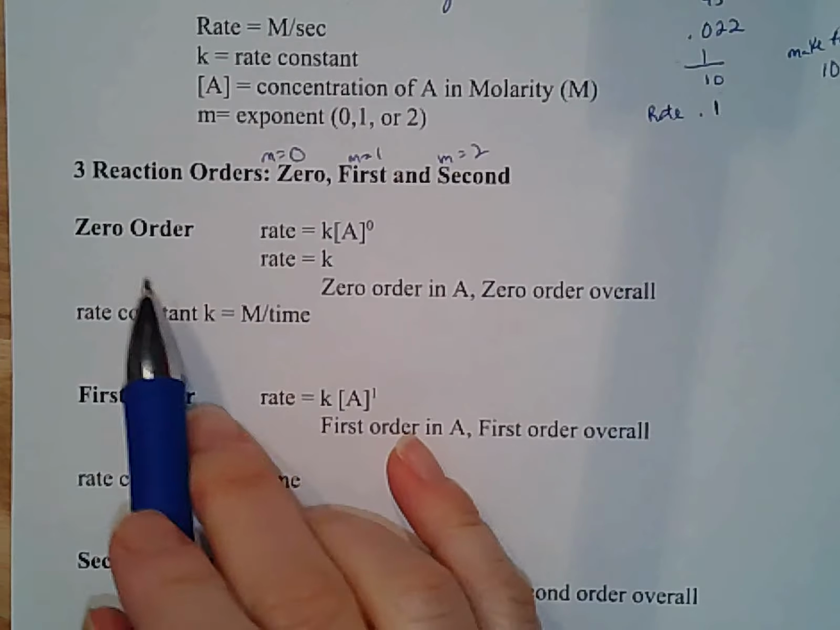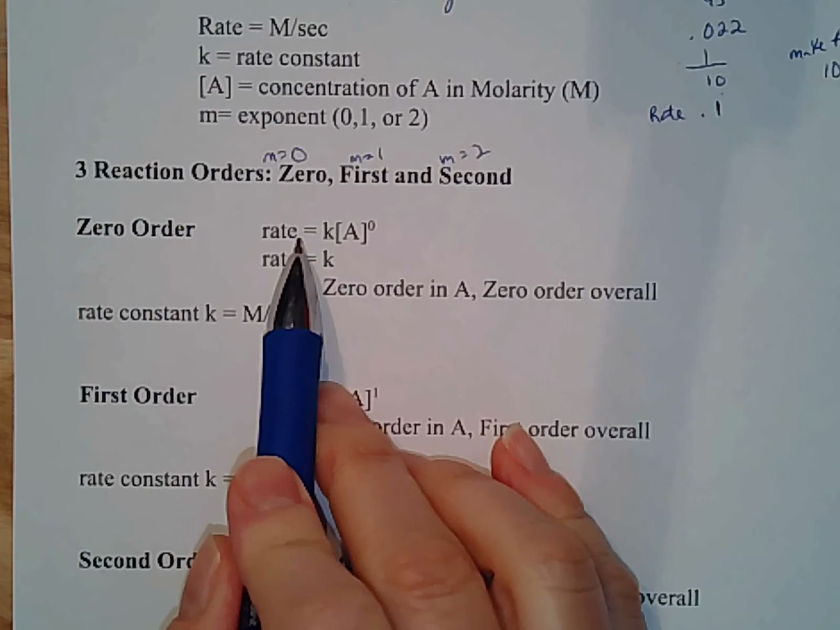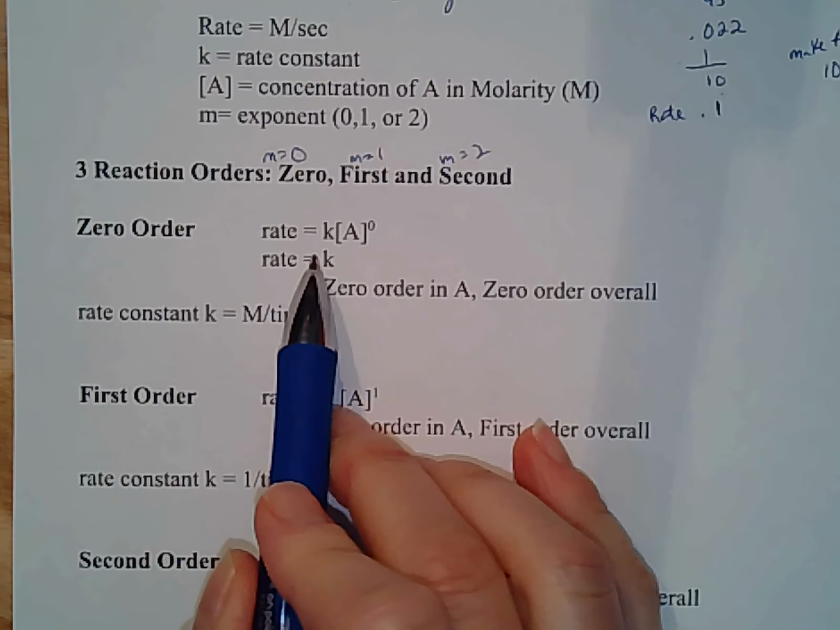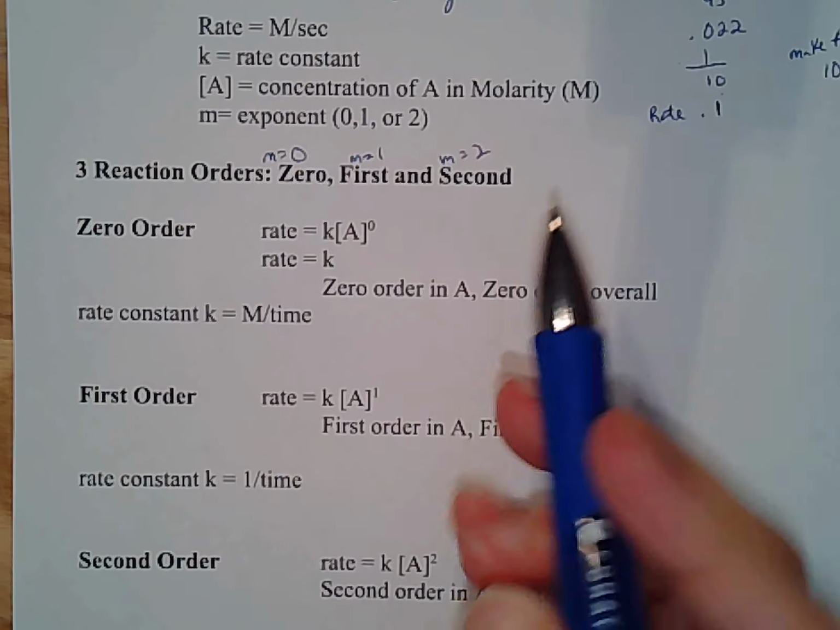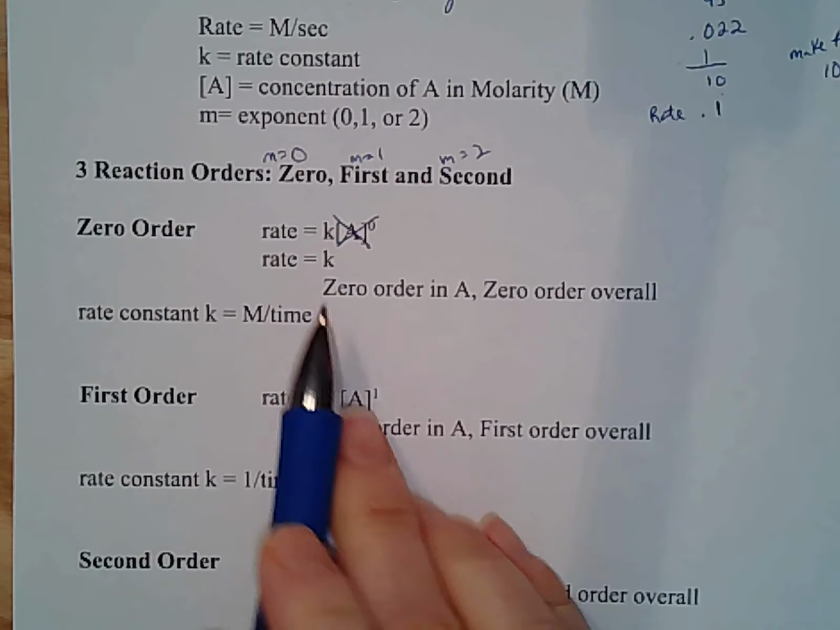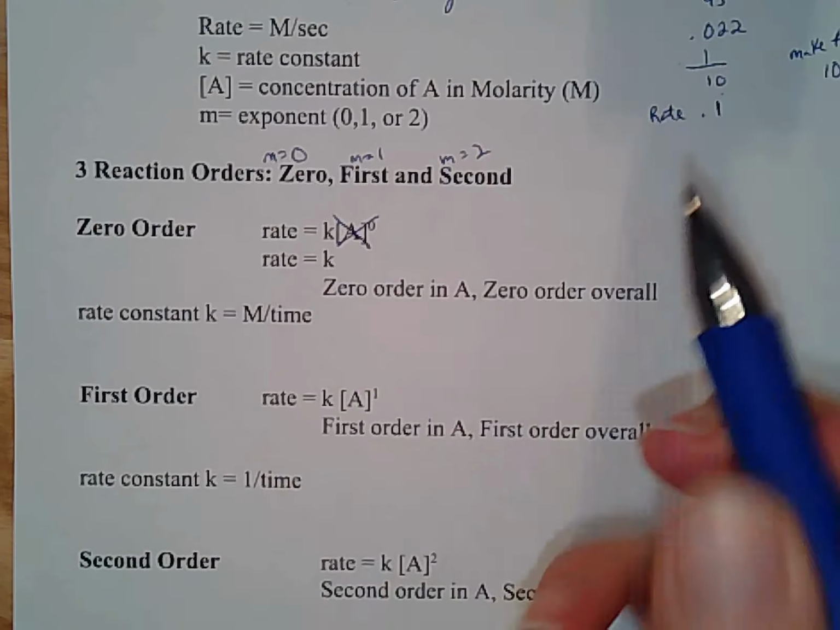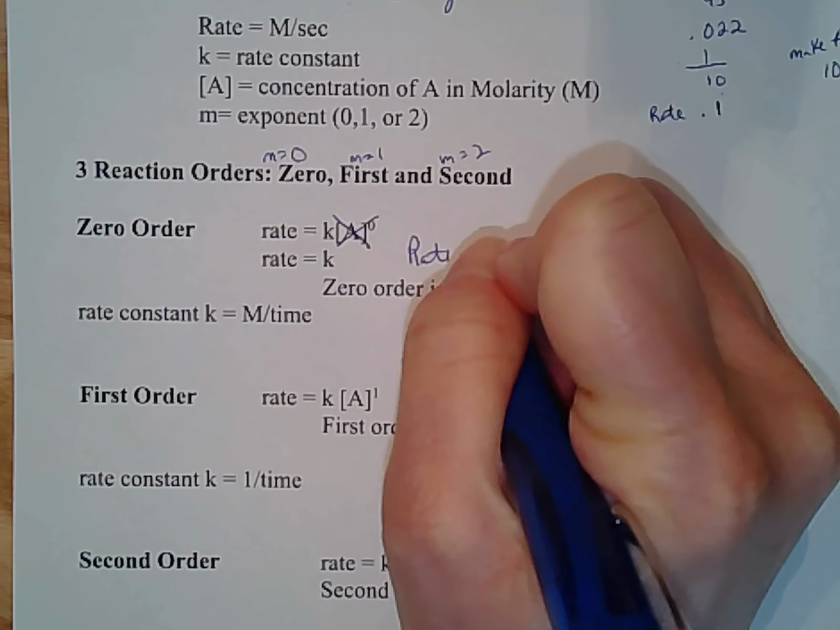Okay, so if I have a 0 order reaction, if I have a rate law expression, rate is equal to K, A to the power of 0, we know that anything brought to the power of 0 becomes 1. So that means for a 0 order reaction, rate is equal to K. What you need to write down is rate is constant.